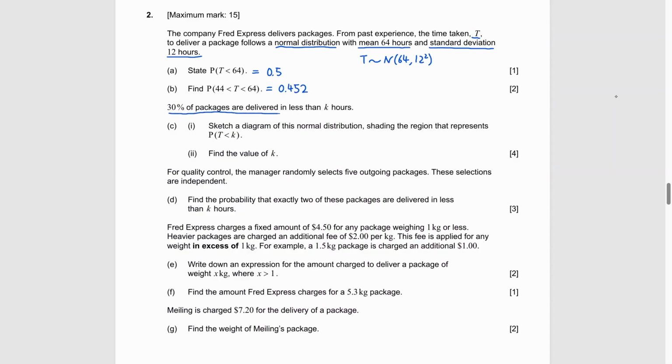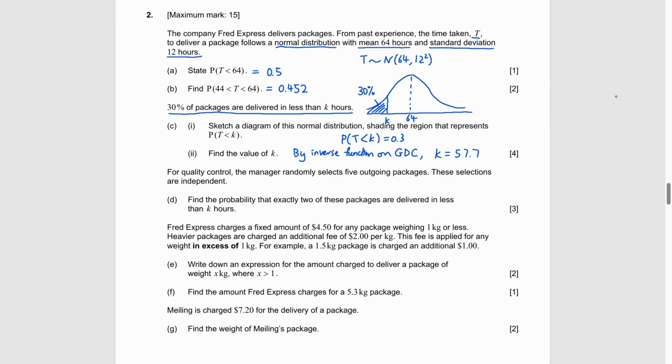Now, we are told that 30% of the packages are delivered in less than 8 hours. To visualize this, we sketch a normal distribution curve, mark the mean, and shade the region where T is smaller than k. Since P of T smaller than k is 0.3, we use the inverse normal function on the calculator and find k equals 57.7.